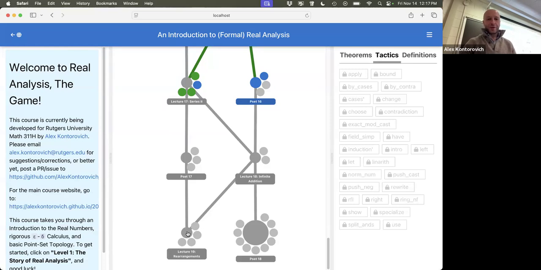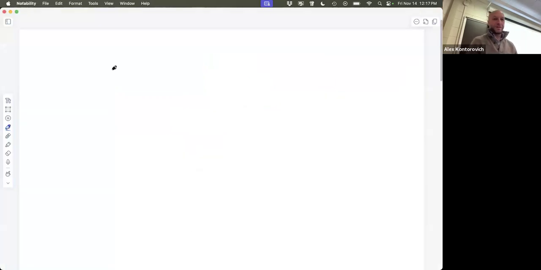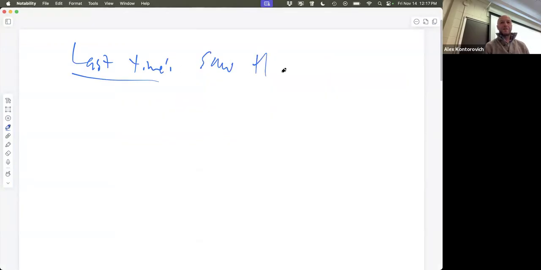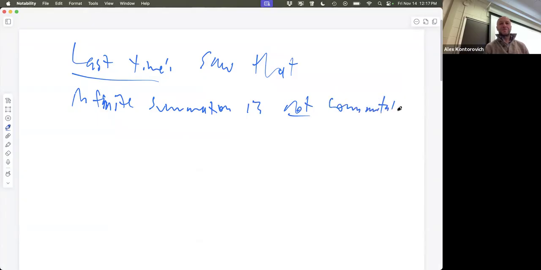So, lecture 19, rearrangements. Where did we leave off? Last time, we saw that infinite summation is not commutative, as somebody said. And we saw examples of why that's the case. So then the question is, what does happen to infinite summation?